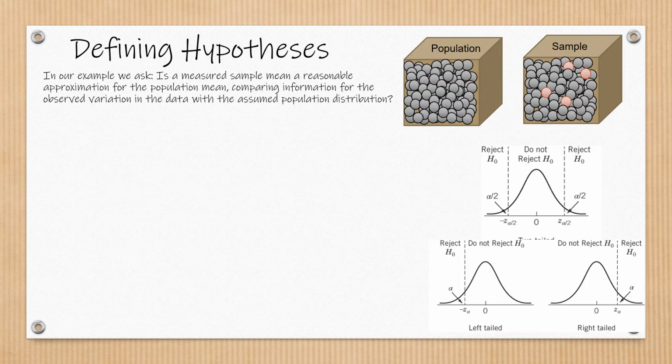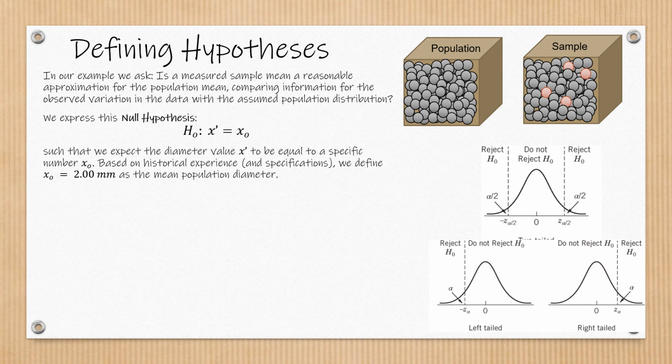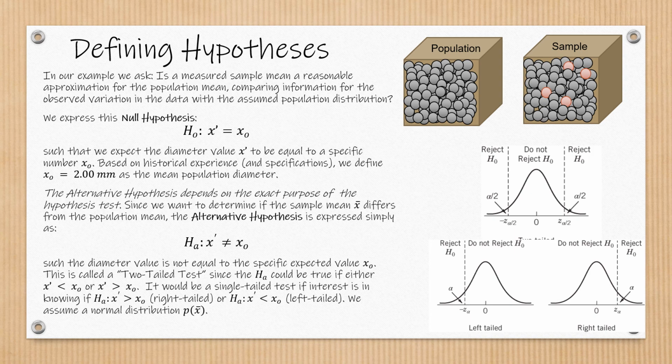In our example, we ask, is a measured sample mean a reasonable approximation for the population mean, comparing information for the observed variation in the data with the assumed population distribution? We express this with a null hypothesis H sub naught: x prime equals x naught, such that we expect the diameter x prime to be equal to a specific number x naught. Based on historical experience and specifications, we define x naught equal to 2.00 millimeters as the mean population diameter.